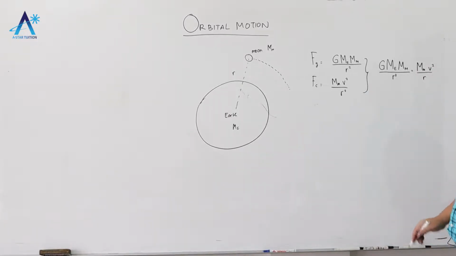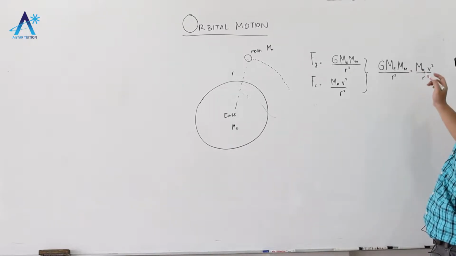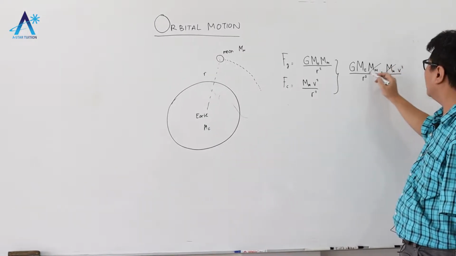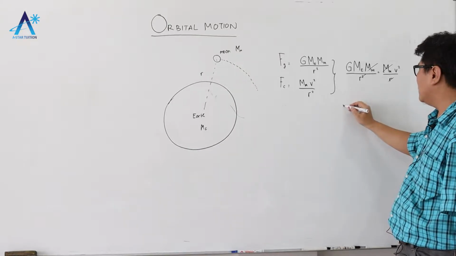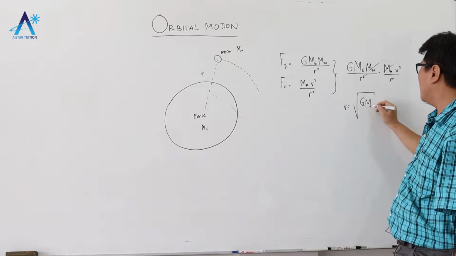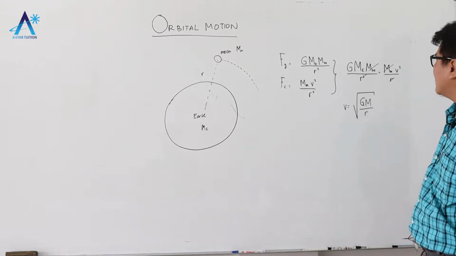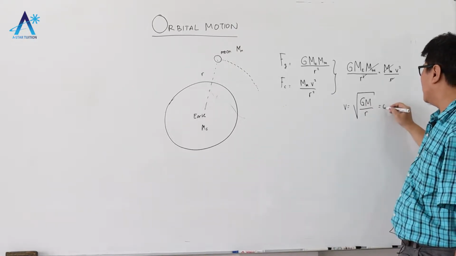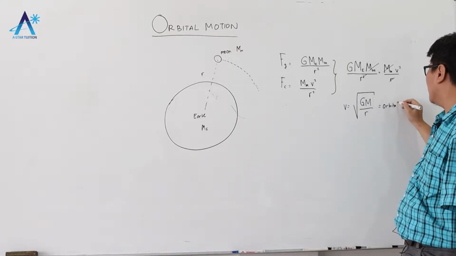Now you see that if I cancel m_m and r here, we wind up with v equal to the square root of G M_E over r. Now this is what we call the orbital speed of the moon. Orbital speed.